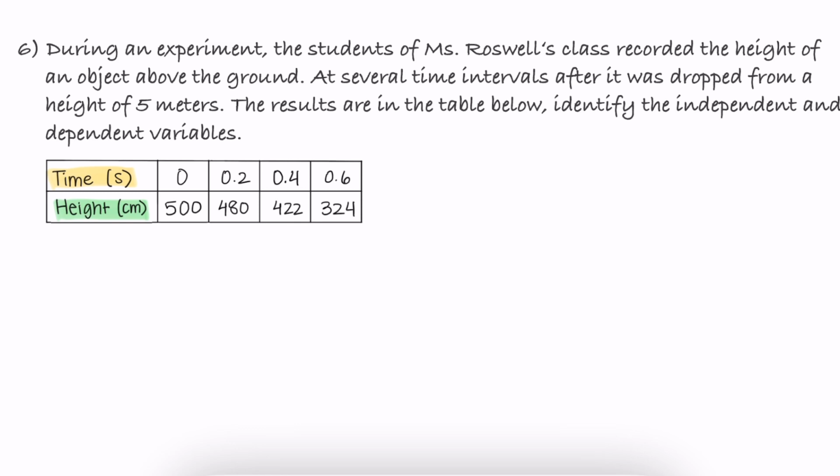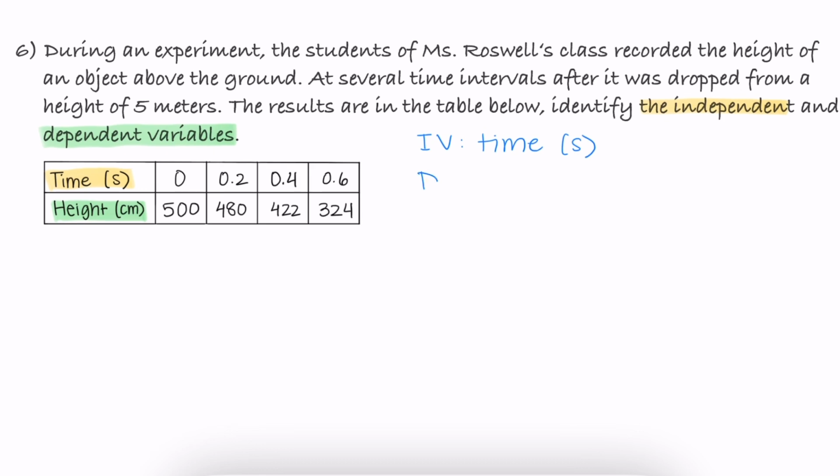That just means that the independent variable, I'm going to abbreviate independent as IV. So independent and dependent. Our independent variable is time in seconds. Now, you can be more specific with this. You could say time after the object was dropped, but the basic idea is there. And then our dependent variable will be the height of that object in centimeters.